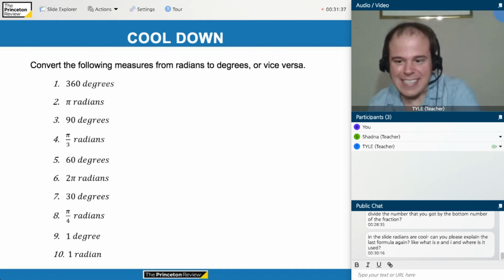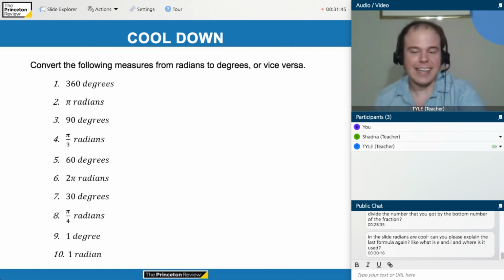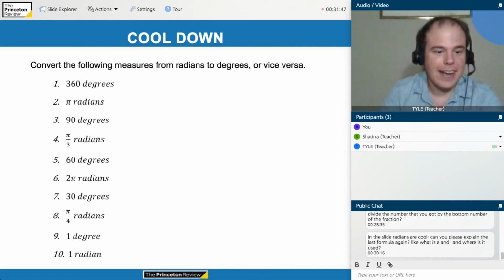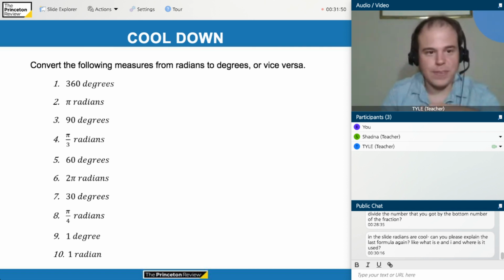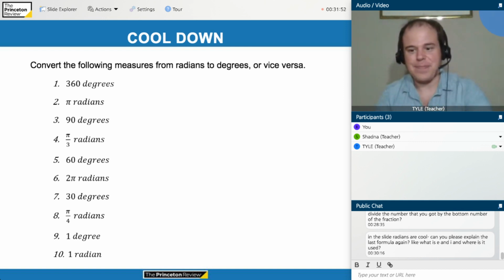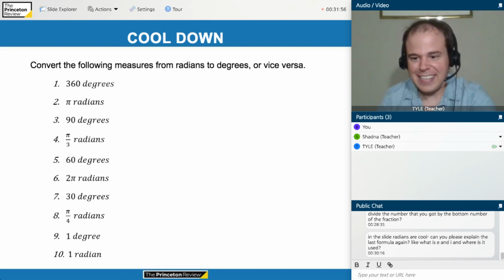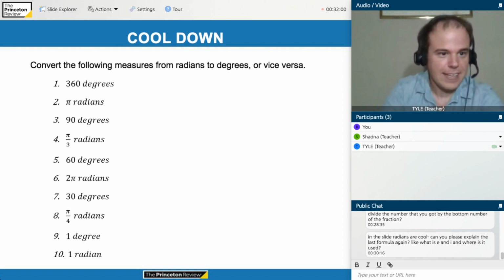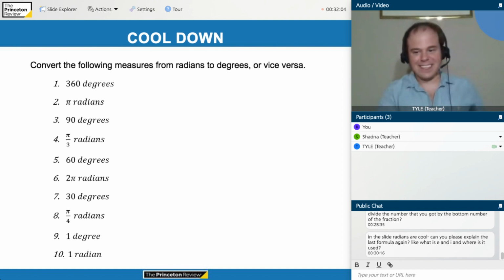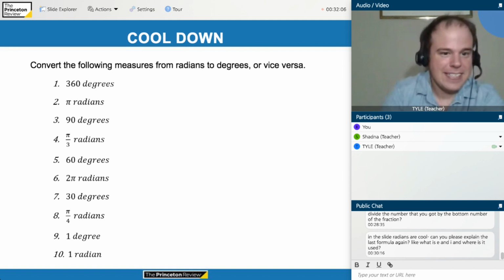Somebody also asked, in the slide, radians are cool. Could I explain the last formula again? Like, what is E and I and where is it used? Yeah, absolutely. Let me circle back to that, though, after going through these first 10 questions. And then I'll stick around for a few minutes after the presentation to give a little bit of bonus answers about E and I and stuff like that, just because that's a little bit of a separate topic. All right. Keep the questions coming, though.